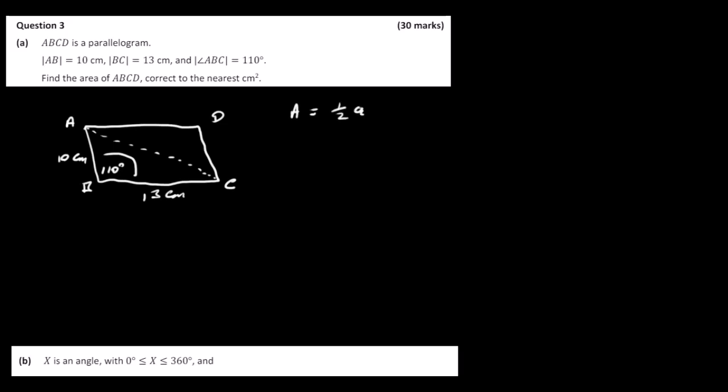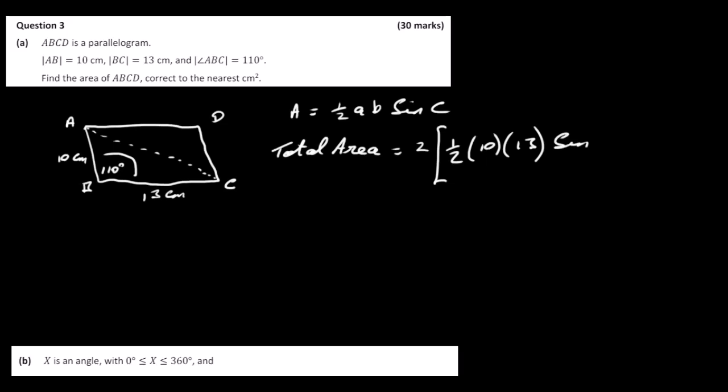half AB sine C. So to find the total area, we're going to double that. So it's going to be twice half 10 times 13 and then sine 110 degrees. So really that's just all calculator work. When you do that, you get to the nearest centimeter 122 centimeters squared.